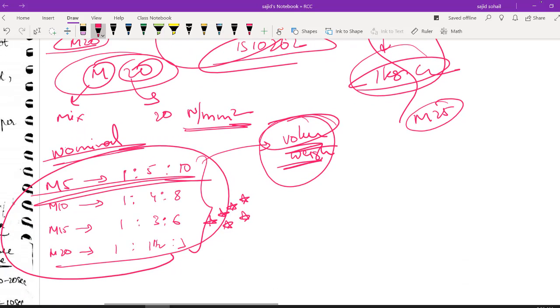Obviously there will be variations, there will be standard deviation. You won't be getting exactly 25. You will never get the true value. In surveying I have taught you, right? You won't be exactly getting the true value, there will be certain error.